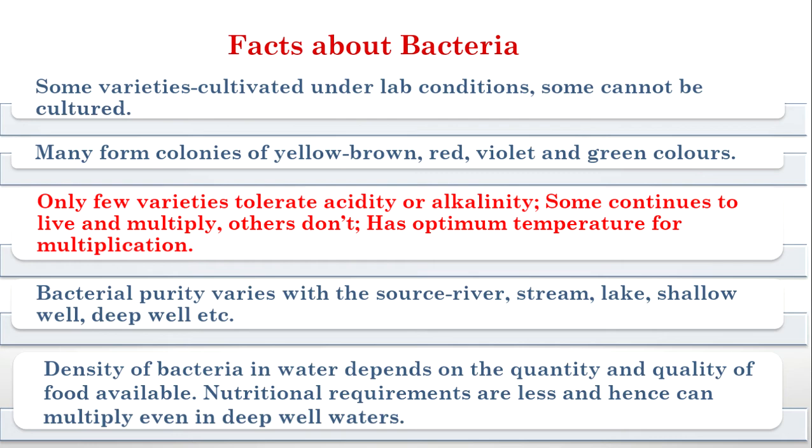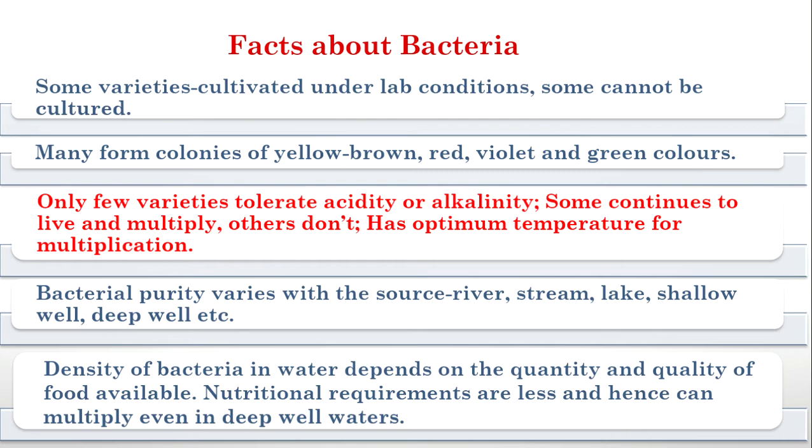Only a few varieties of bacteria can tolerate both acidity and alkalinity. Some continue to live and multiply, others don't. Some can continue in number, some can multiply, but others cannot. Each type of bacteria has an optimum temperature for multiplication. Bacterial purity varies with sources: river, stream, lake, shallow well, deep well, etc.